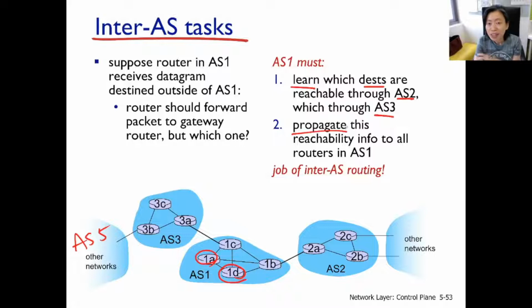Well, 1C and 1B do participate in inter-AS routing. So thereafter, inter-AS routing will propagate this AS path information to all routers inside AS1. And so propagation of the AS path, just like computation of the inter-AS path, would also be part of the job of the inter-AS routing.